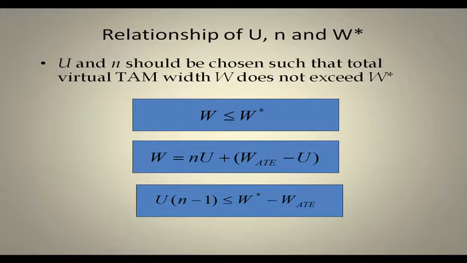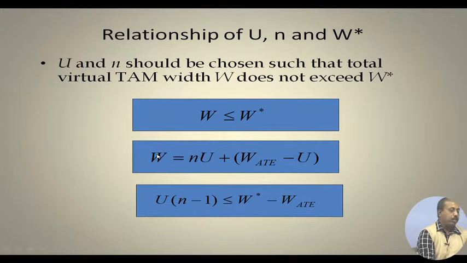So, if we try to find a relationship between u, n and W star, then u and n should be chosen such that the total virtual TAM width w does not exceed W star, because increasing beyond W star is not going to help. It is not going to decrease the test time for that SOC anymore. So, the virtual TAM width w must be less than or equal to W star, and we know that w is given by the formula n into u plus W ATE minus u, where n is the frequency factor, u is the number of high speed channels, and W ATE minus u gives the number of low speed channels.